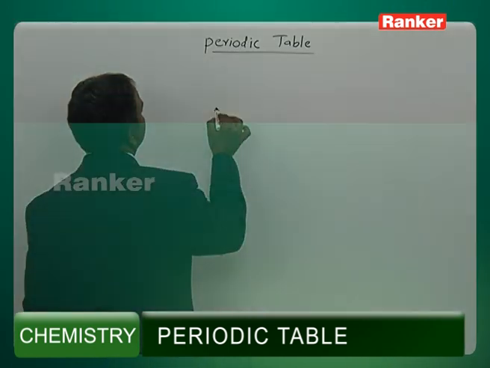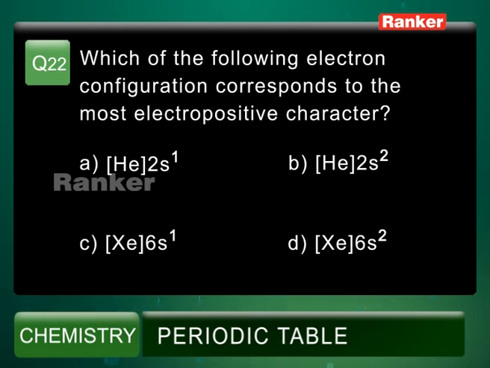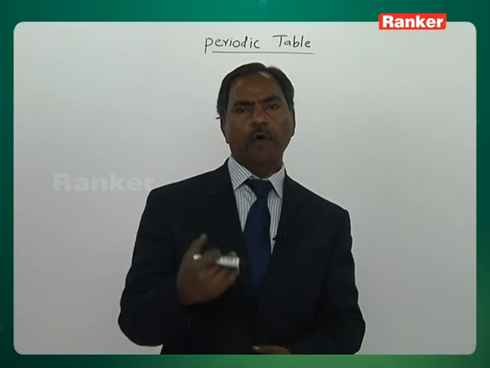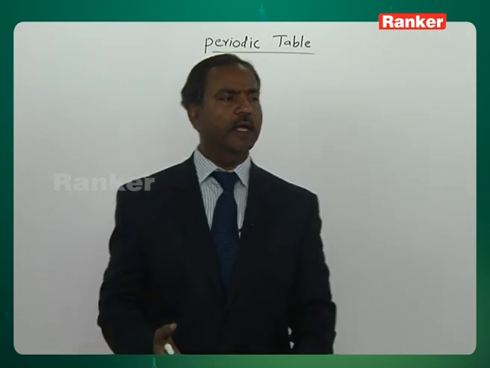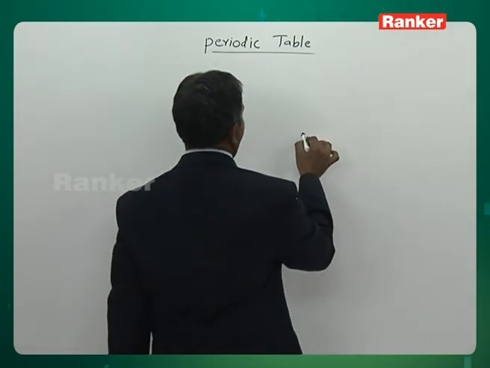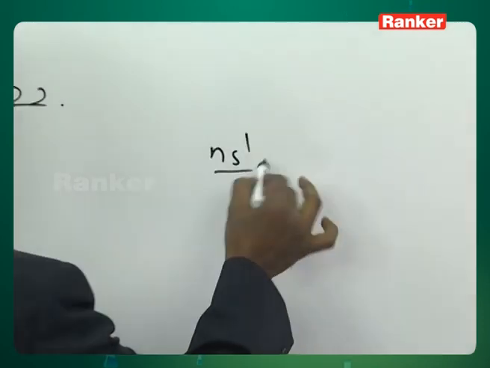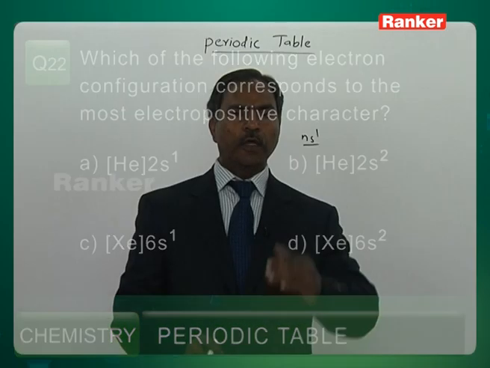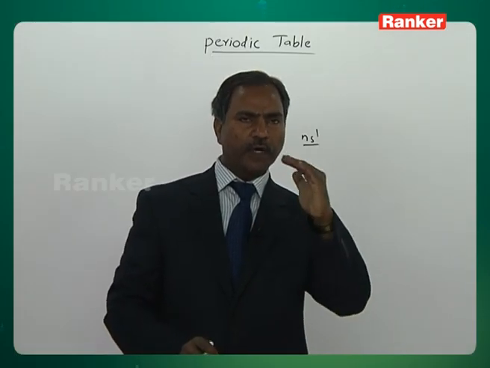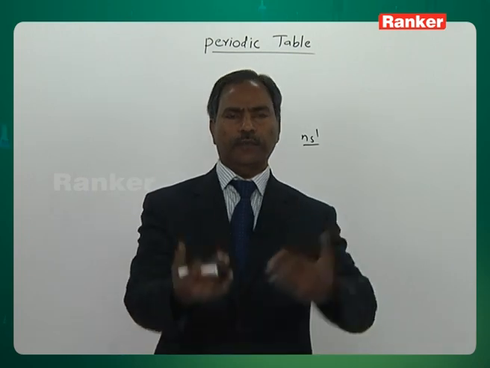Question number 22, which of the following electron configurations corresponds to the most electropositive character? Most electropositive character means you can take the first A group of elements. The electronic configuration should be ns1. This we can consider the most electropositive. Let us see the answers now. Helium 2s1 is given, helium 2s2 is given, xenon 6s1 is given, xenon 6s2 is given. We have to choose among these wherever the ns1 configuration is, that is the most electropositive.